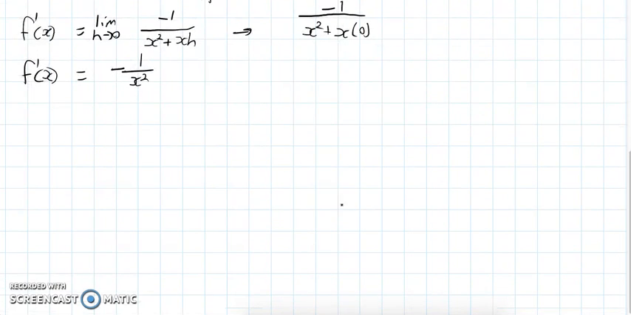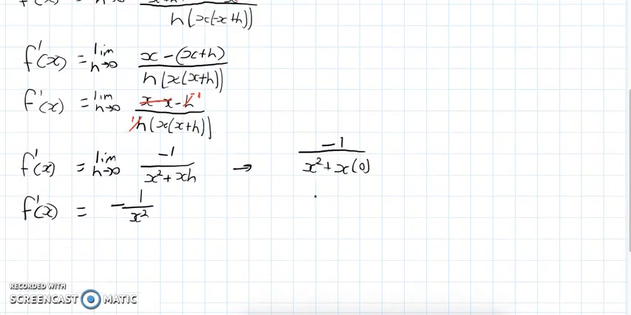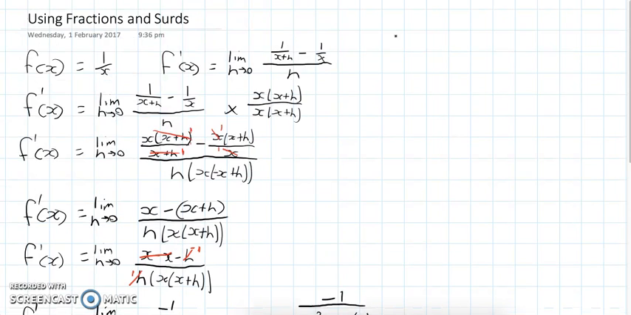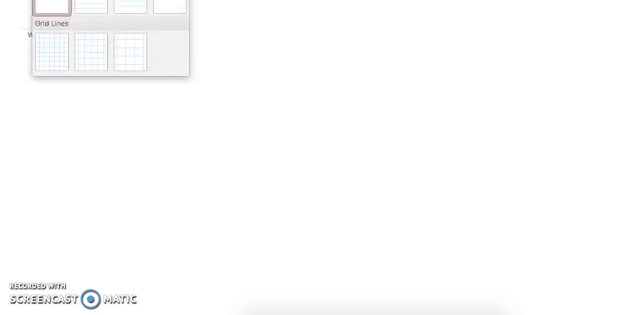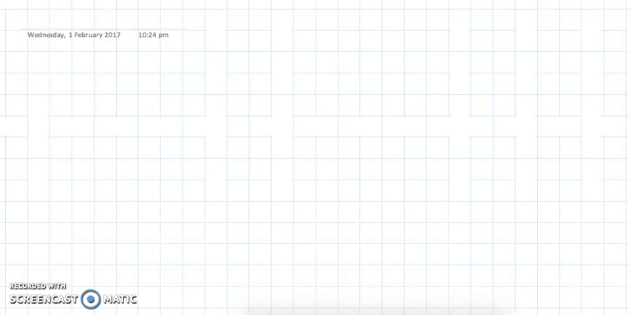What about surds? And I'm going to open up a new page for this. So let's add a page, let's make it consistent. There we go. So surds. Now let's take the basic one, f of x is equal to the square root of x. Basic surd one. So again, whenever we've got x, we need to change it to x plus h.